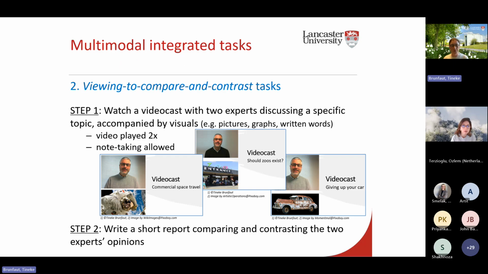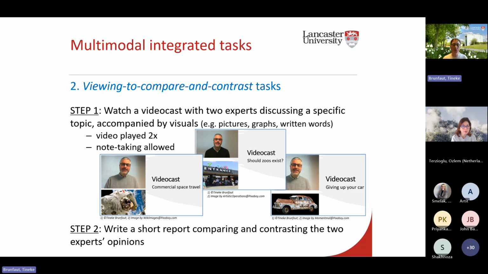Then a second type of task we developed were viewing to compare and contrast tasks. In this case, a test taker watches a video cast, like a podcast, but with a video, in which they see two experts who discuss a specific topic. And as they see the experts talking, they also see visuals like graphs and so on. Again, the video can be played twice, and test takers can take notes.